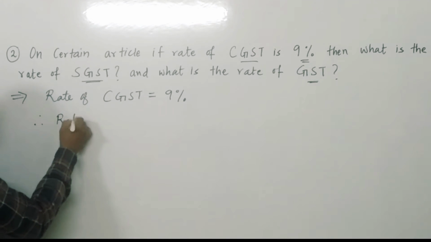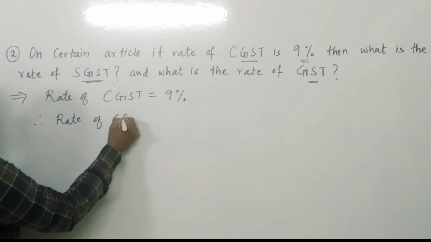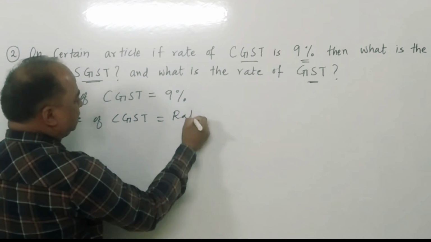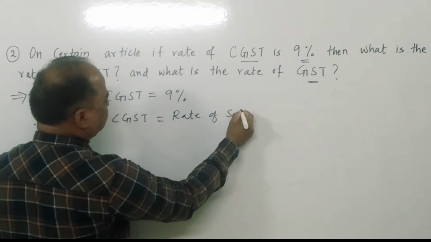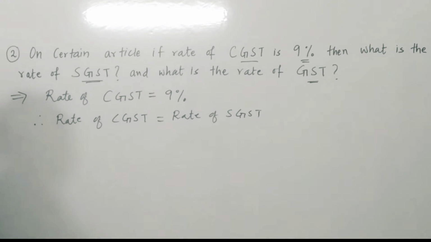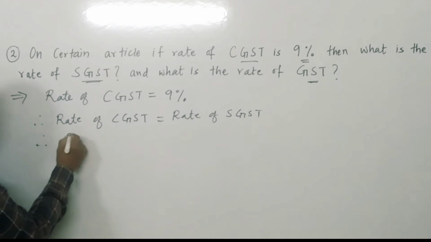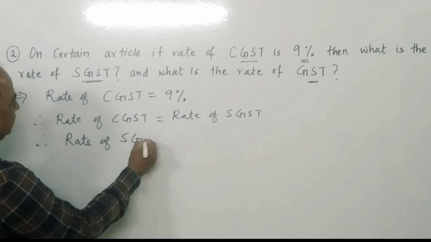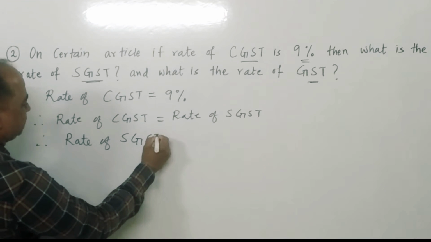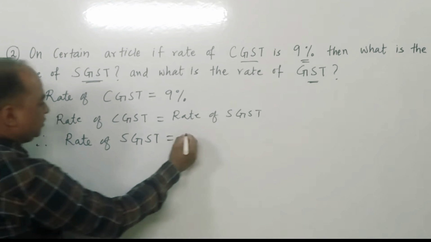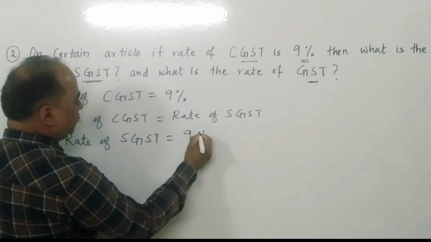Therefore, rate of CGST is always equal to rate of SGST. Both are equal. Therefore, rate of SGST, State Goods and Service Tax, is also 9%.